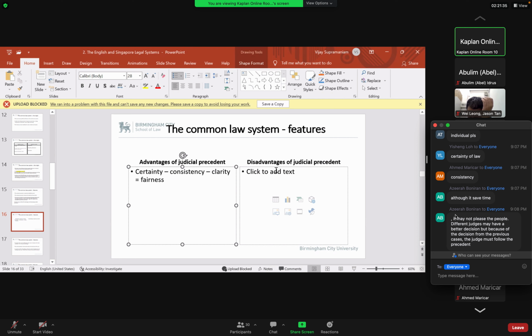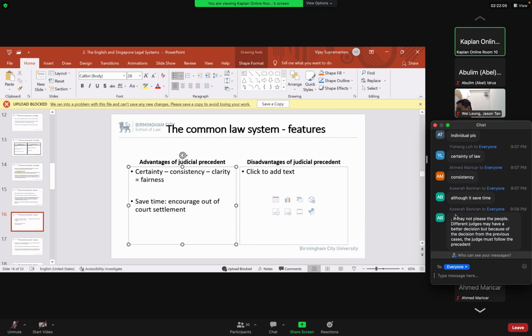Now let's look at what Azira has to say. Azira says it will save time. How does this save time? Because she's right. This can save time on the basis that it can encourage out of court settlement. How does this encourage out of court settlement? You can encourage out of court settlement on the basis.